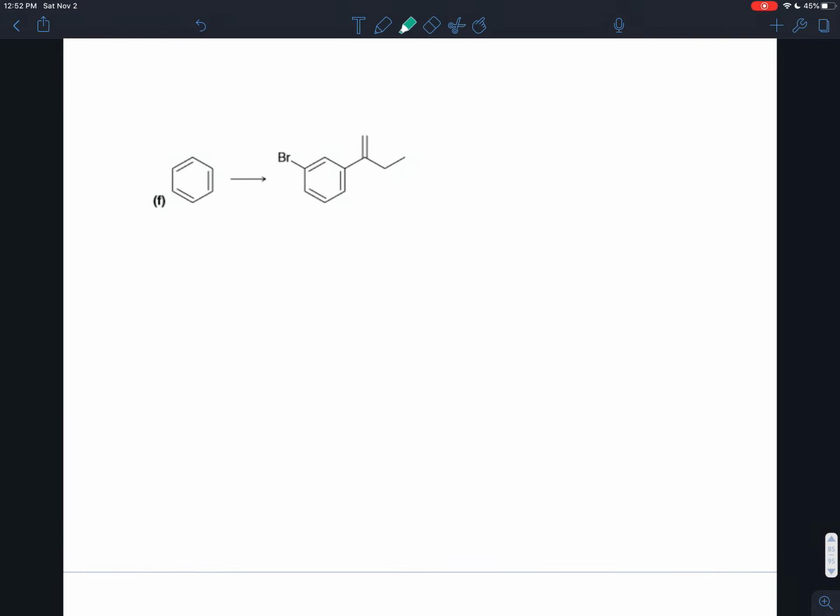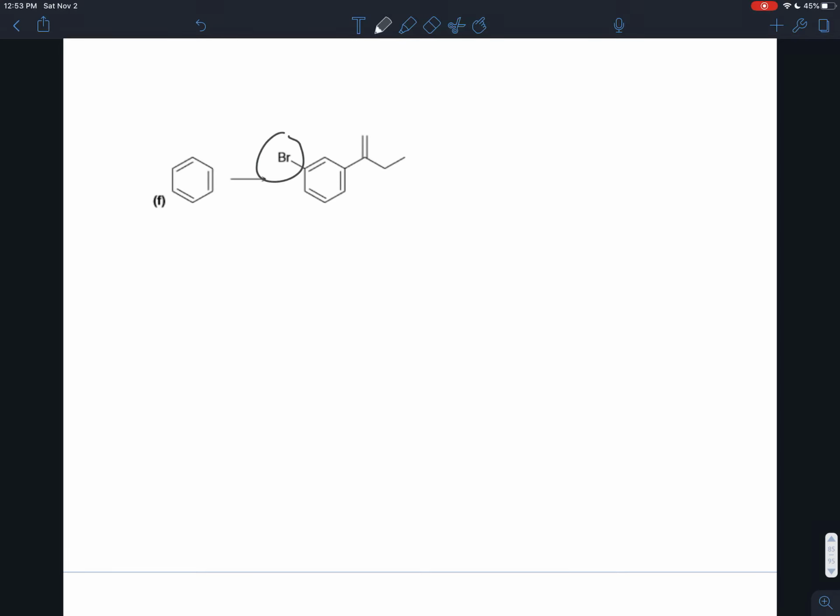Okay, for F. Now in F, you'll notice that you have a benzene ring. You start with a benzene ring. So instantly, you should be thinking, okay, aromatic substitution reactions. That's probably what we're going to be dealing with here. The branches that we're adding onto the benzene ring are bromine and some sort of a weird carbon chain. Now let's think about these separately.